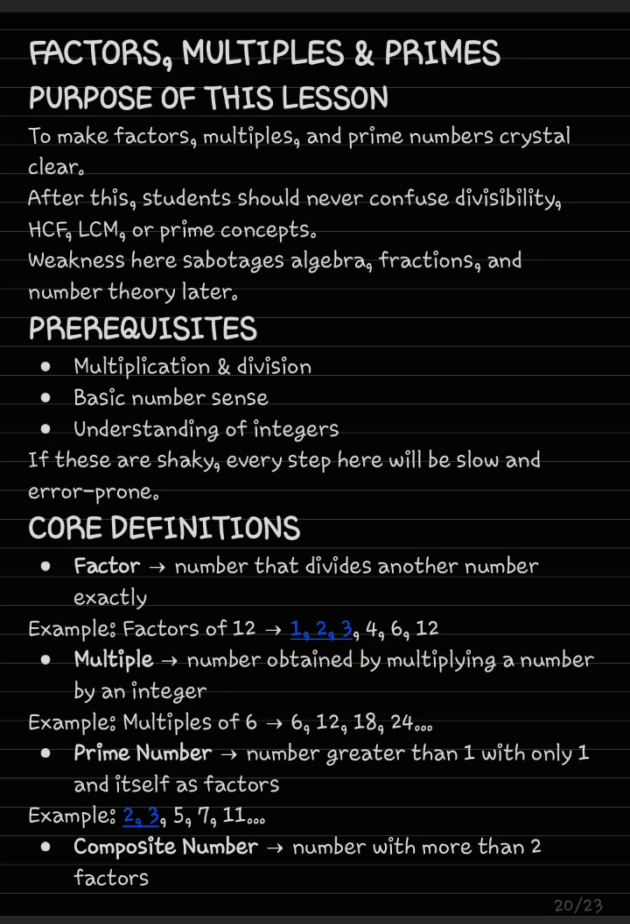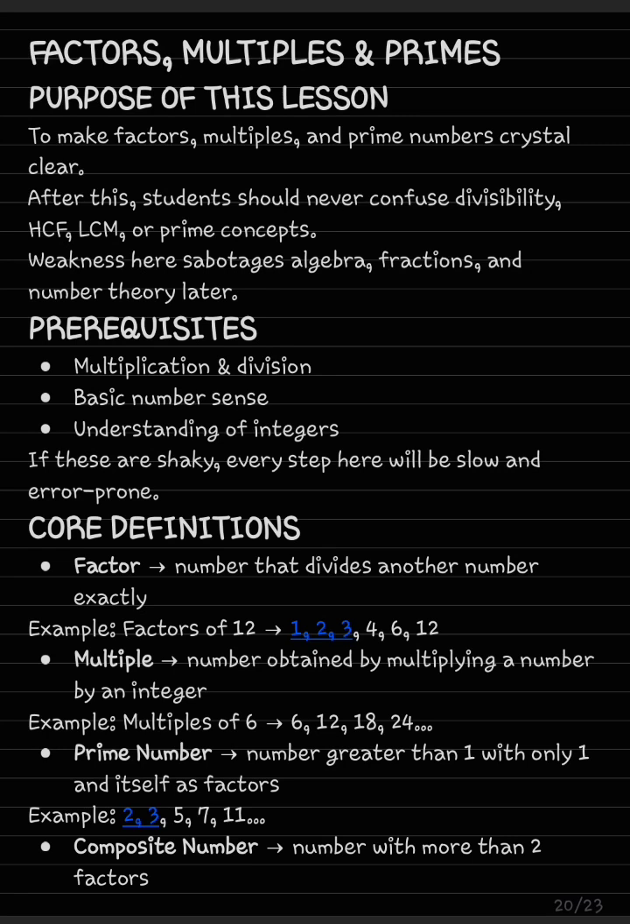Multiple. A multiple is a number obtained by multiplying a given number by an integer. Essentially, they are the results you get when you count by a certain number. Example. The multiples of 6 are 6, 12, 18, 24, and so on. These are the answers when you multiply 6 by 1, 2, 3, 4, etc.